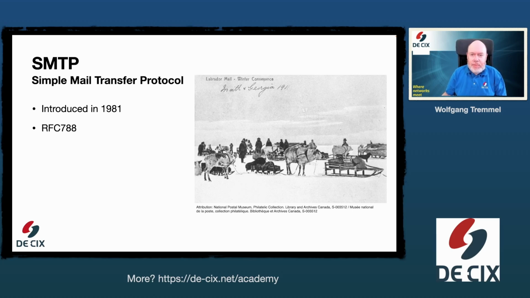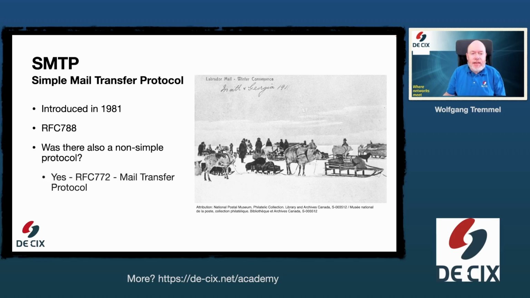So talking about SMTP, when it's a simple mail transfer protocol, was there also a non-simple one? And yes, there was. A predecessor of SMTP was called Mail Transfer Protocol and was defined in RFC 772. They are all public. You can just read up, or you can have a look at the downloadable PDF of this talk. At the end, I have added some links to the most important RFCs. The latest standard of SMTP is in RFC 5321, and this was defined in 2008.